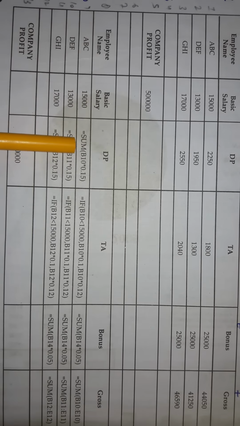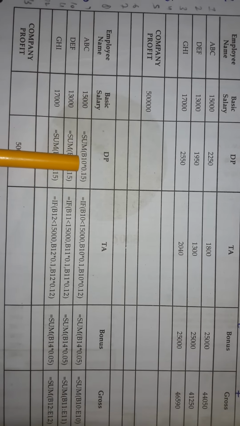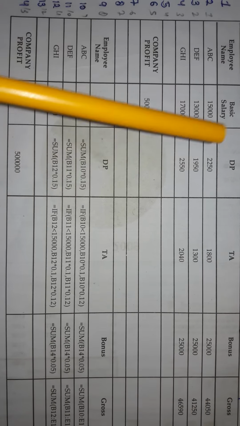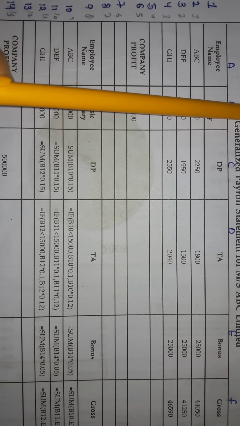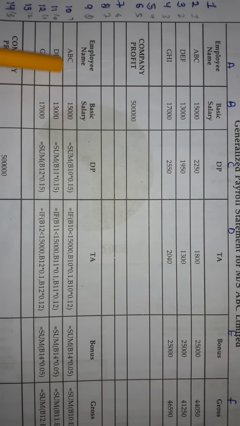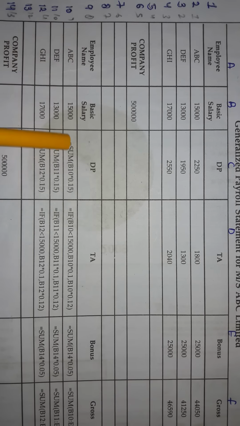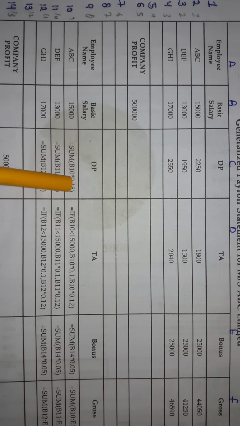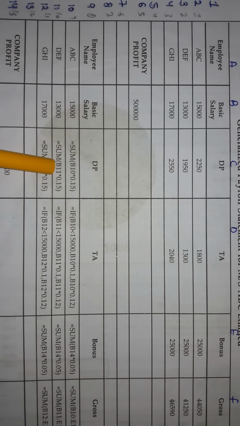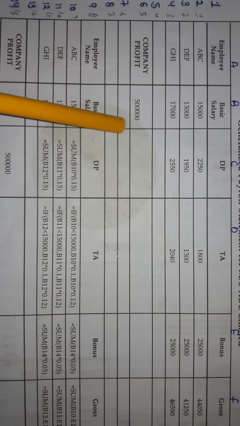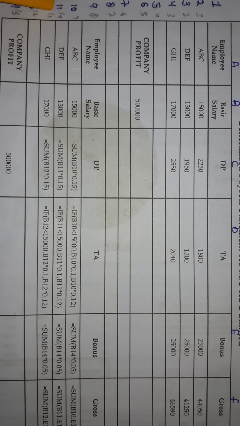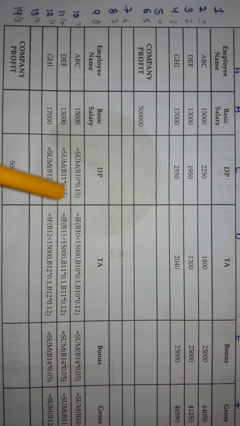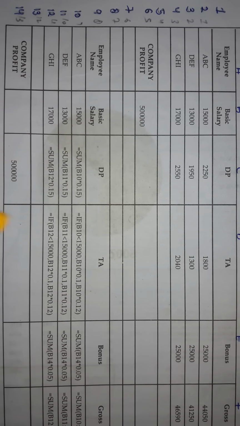For the DP, you have to calculate the 15%. So is equal to sum B10. Where is B10? You can see B is here, B10, and 10 is this 15,000. B10 is 15,000, equal to sum B10 multiply 15%. 15% is 0.15. Then similarly here is equal to sum B11, and B11 is this 11. You can see here 11. 13,000 multiply 0.15. Similarly here B12 multiply 0.15.